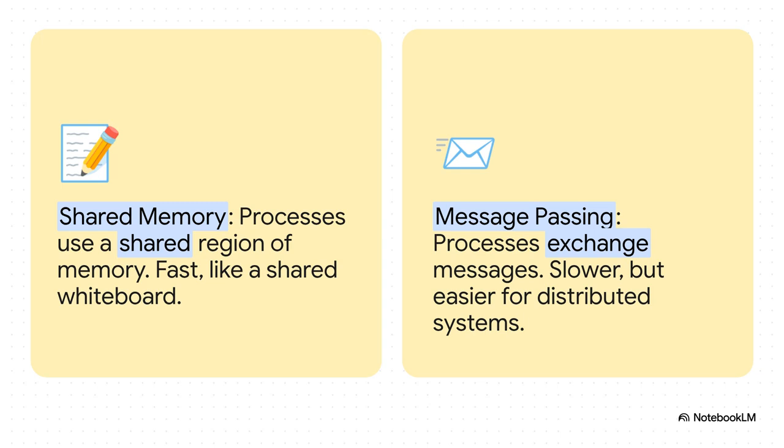First, you have shared memory. This is like giving a bunch of processes a shared whiteboard. It's incredibly fast once it's set up, because they can all just write to it and read from it directly. The other model is message passing, which is more like sending letters or text messages back and forth. It's often safer and a bit easier to implement, but it can be slower since the OS has to act as the mail carrier for every single message.